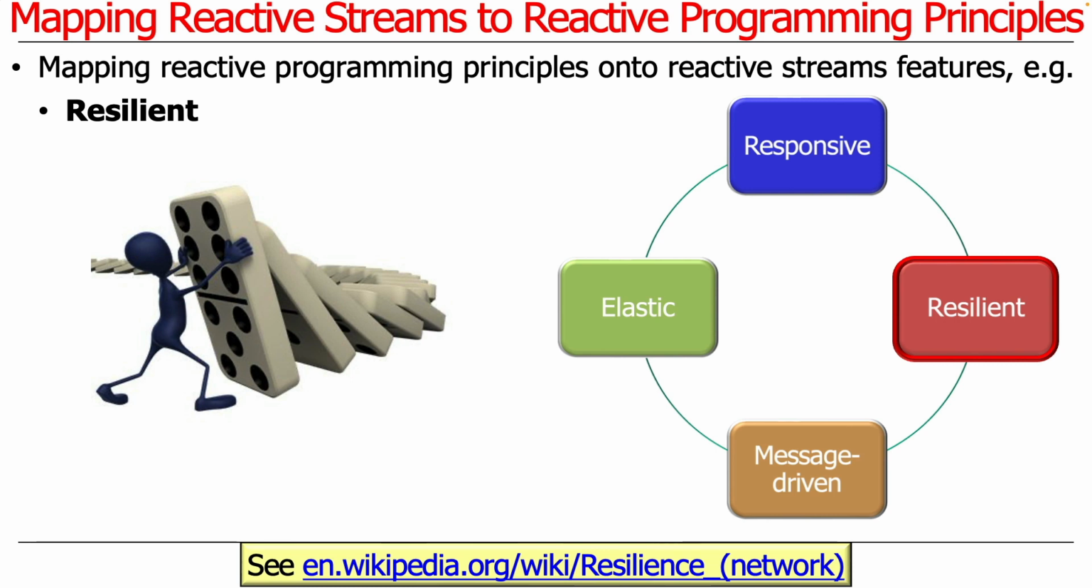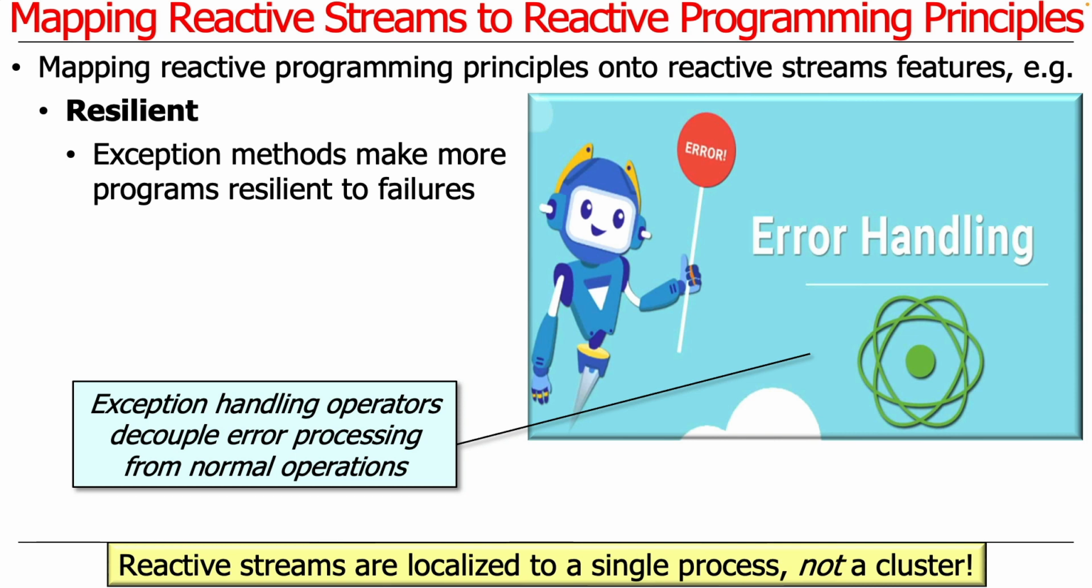Another principle, resilient. We don't want everything to fail when one thing fails. The way that's handled in reactive programming is by having exception methods or exception operators that make things more resilient to failure. Because if something goes wrong in an asynchronous chain, then you can handle it and adapt or compensate or resume or continue, whatever you choose to do, without breaking everything else. Just because one thing fails doesn't mean all the other threads that are running have to fail too. And you'll see that reactive streams are localized to a single process.